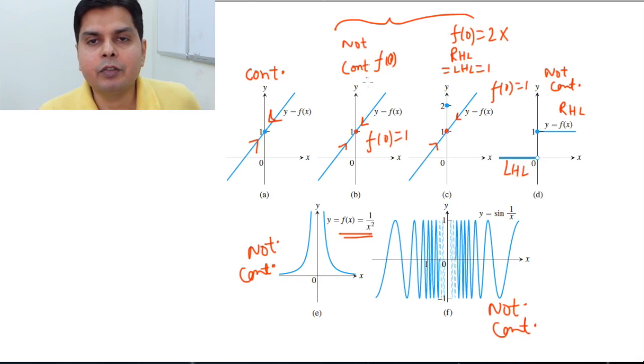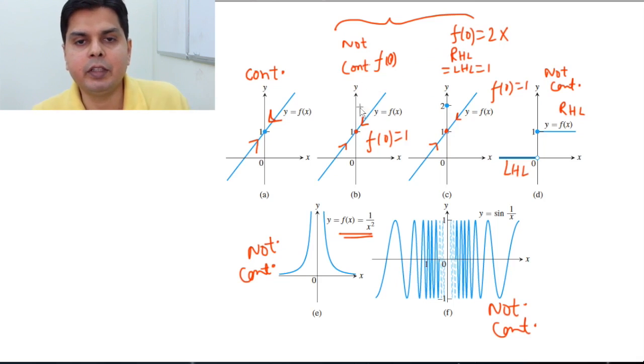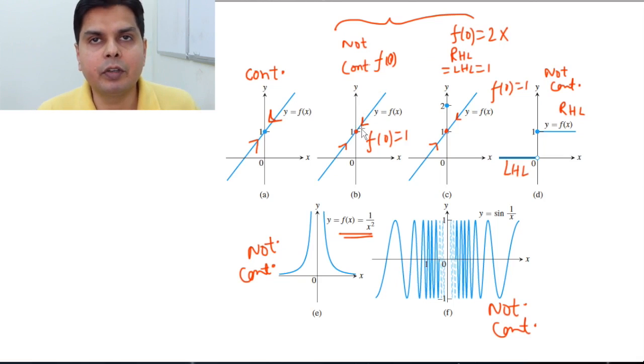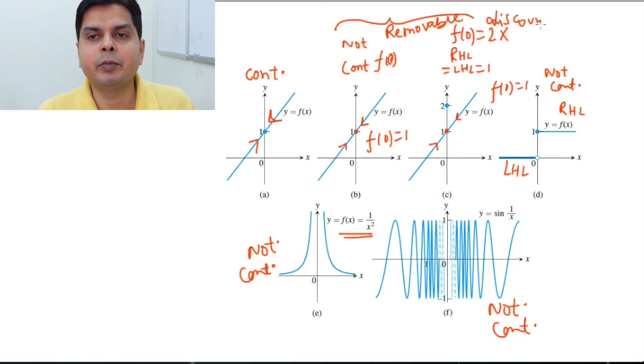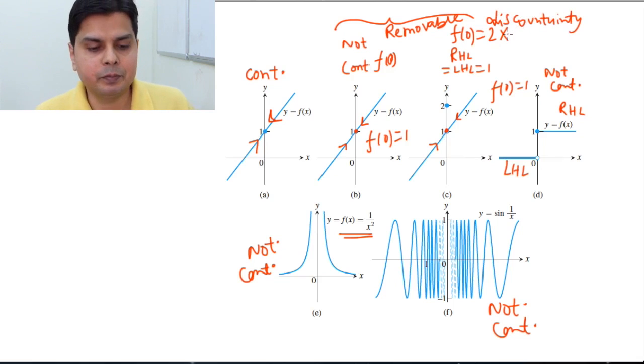So these kinds of discontinuities, basically they are given as discontinuous functions, but the discontinuity can be removed by suitably defining the function in a suitable way. So such discontinuities are called removable, because they can be removed. So I will call them removable discontinuity, because they can be removed by suitably defining your function.